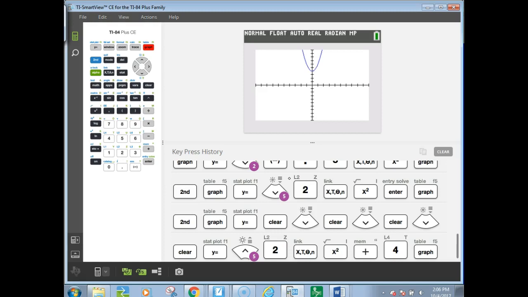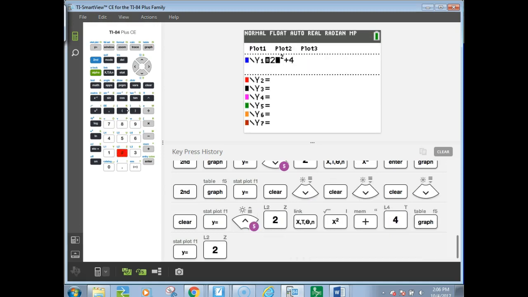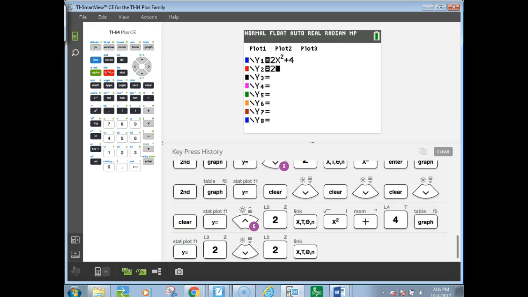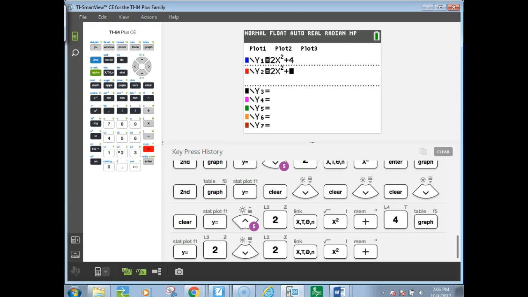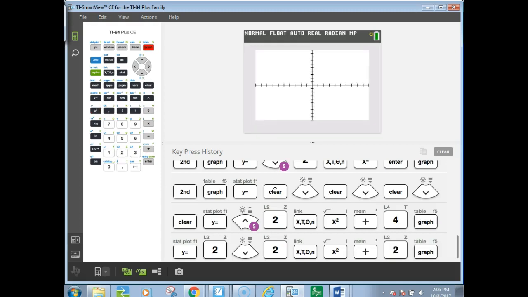What did plus 4 do to the graph? Pushed it up how much? So the vertex moved up 1, 2, 3, 4. Okay. What's the next number? 2. I'm going to go on line 2 and do 2x squared plus 2. So the first one was up 4, the second one's up 2. Do we have the idea of what's happening?